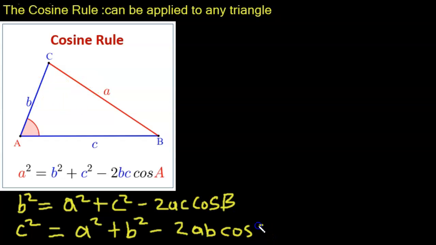All right. So all these three equations are representing the essence of what the cosine rule is all about. Let's see if we can work a problem.